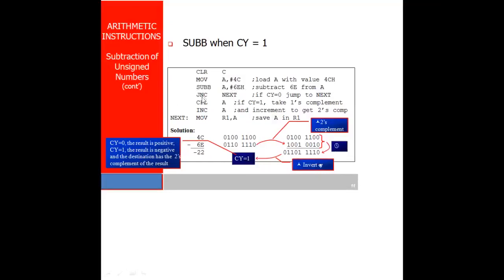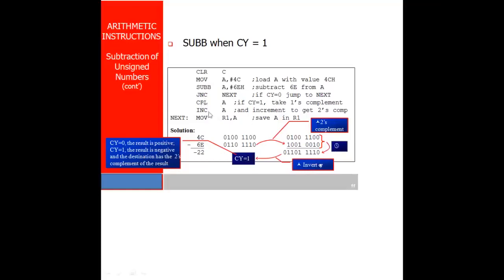Now see that I shall check whether it is generating a carry or not. So jump if no carry, then jump to this location, and it will execute the instruction MOV R1, A, meaning the accumulator will be transferred into the register R1. Otherwise, it will complement the accumulator and increment the accumulator by 1, so that we can get the 2's complement of the number.